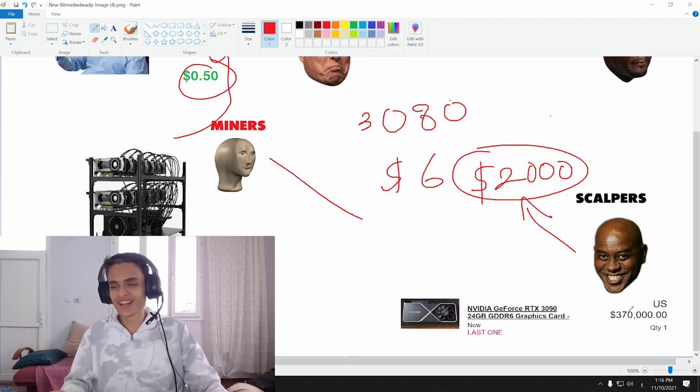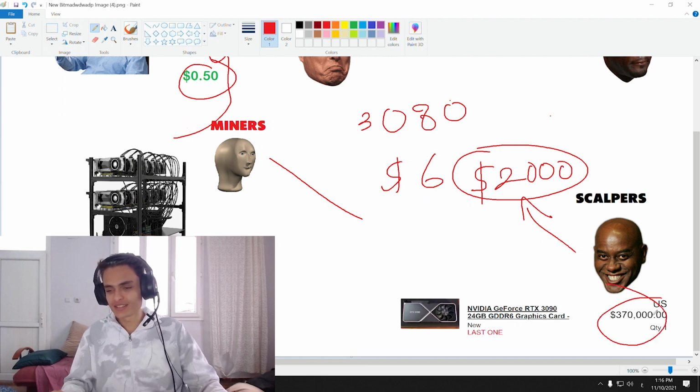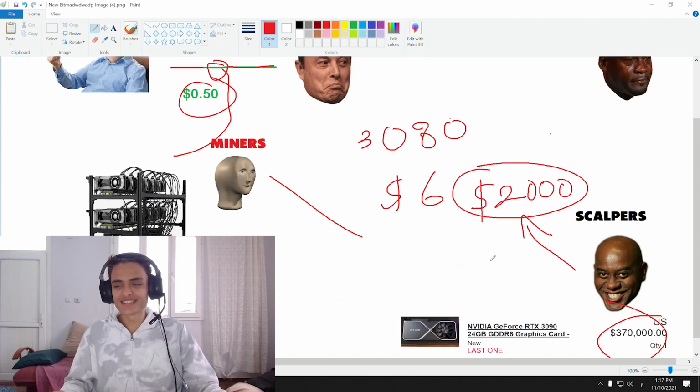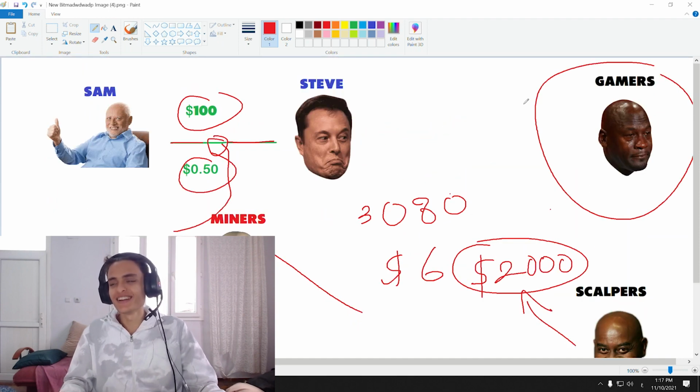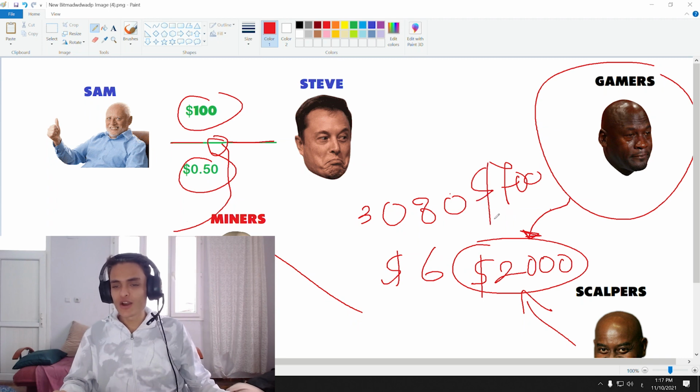As you can see here, 139 is for about $400,000. So it is so crazy. And gamers, they will be forced to buy from scalpers. And oh shit, the MSRP is $700. Why is the price $2,000?